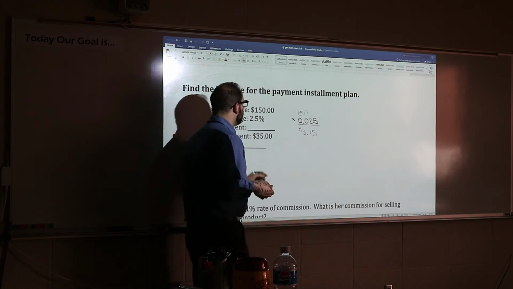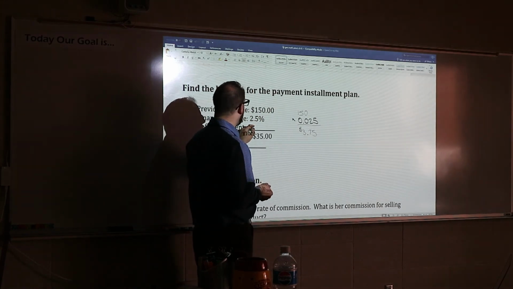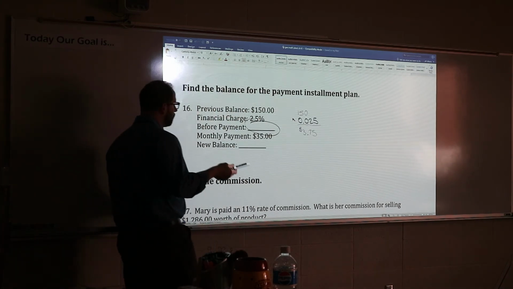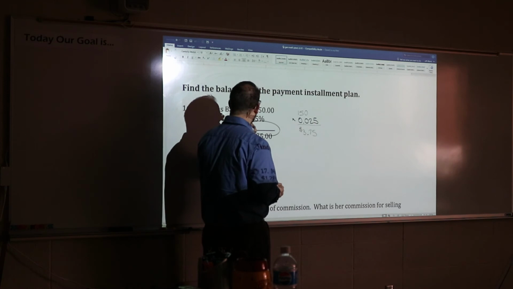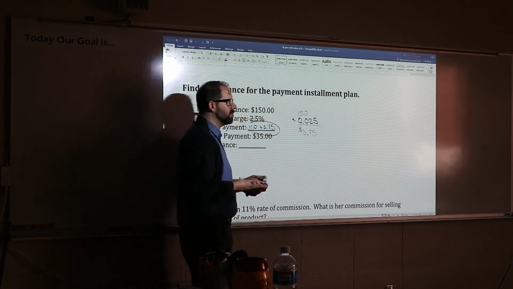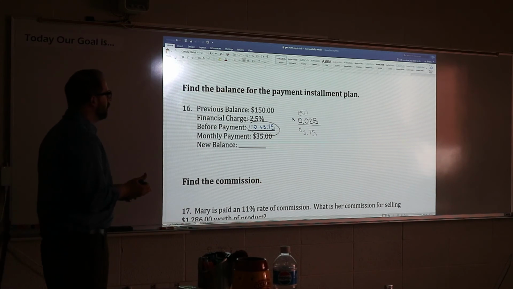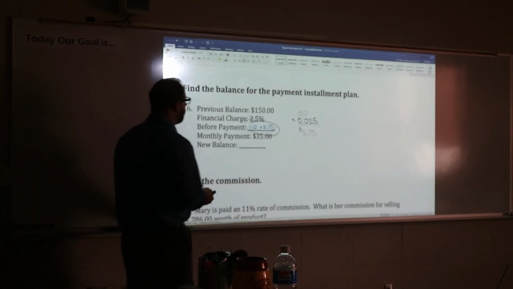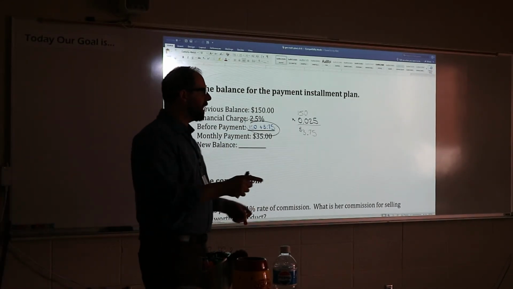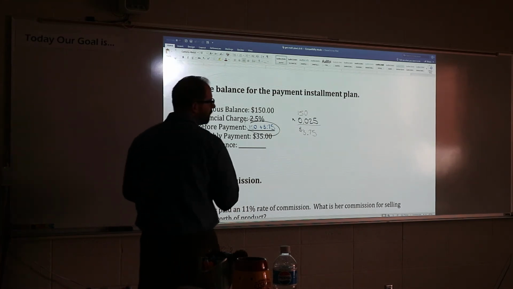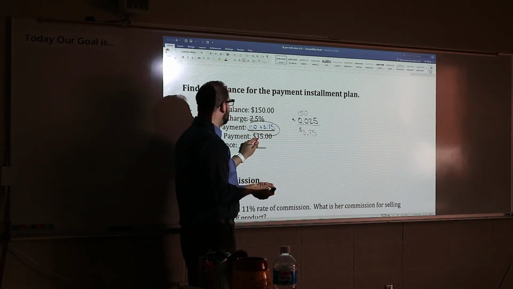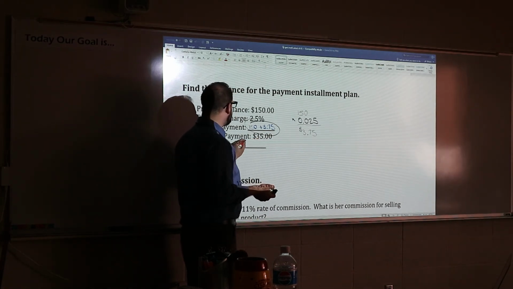Is that before payment? Okay, now what we're gonna put here is you're gonna take your $150 and add the $3.75, because that was the charge they're gonna charge you for using the credit card. 153.75? Cool, so that's the number that goes there. Okay? Make your $35 payment, so take the 153.75 and subtract 35, you're making your payment.